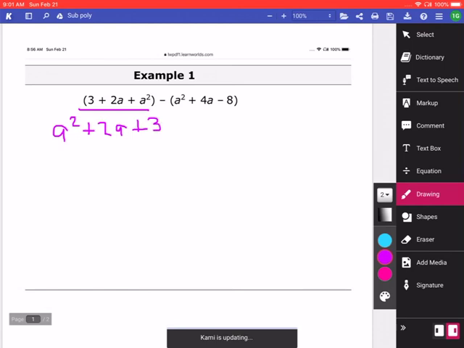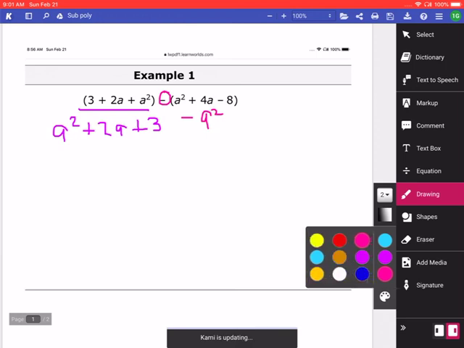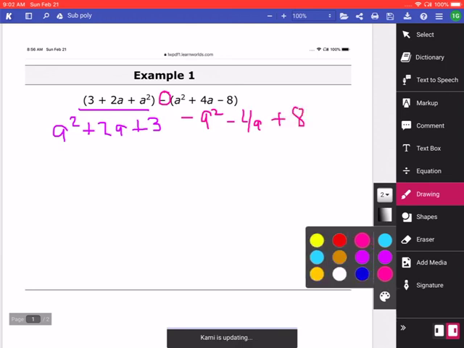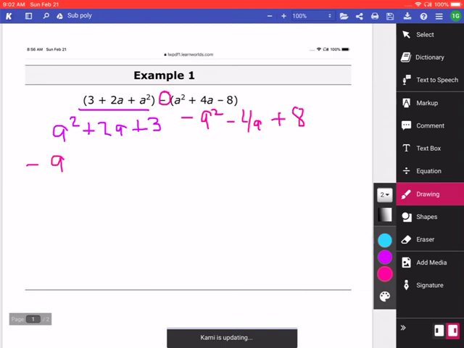Okay? Now, up here, because we have this negative sign in front of this parentheses, that means we need to distribute that negative throughout this equation. So to do that, that means we're going to change all these signs. So the a squared is going to become negative a squared. The positive 4a is going to become a negative 4a. And the negative 8 will become a positive 8. Okay, now we're just going to take and put these in and under here.